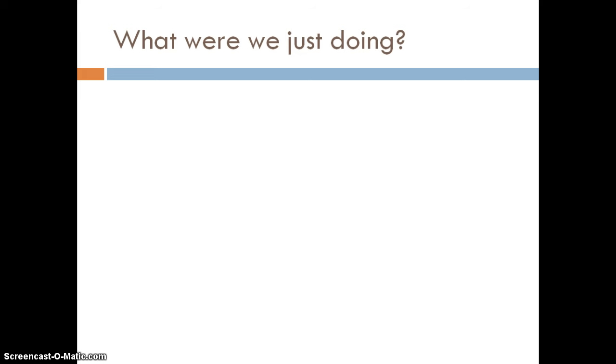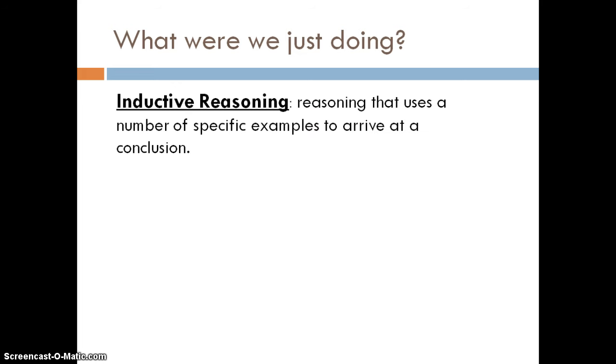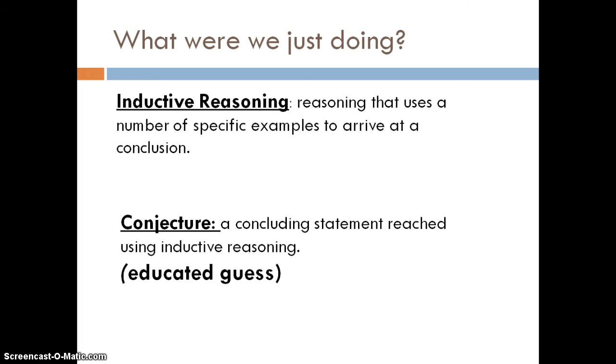So what were we just doing on that first slide? We were actually performing inductive reasoning. This is reasoning that uses a number of specific examples to arrive at a conclusion. A conjecture is a concluding statement reached using inductive reasoning. So that's an educated guess. Whenever we said how many dots were going to be in the next picture, that was a conjecture. Or when we said what the next number was going to be, that was a conjecture. We used the previous pictures to arrive at an educated guess of what would be the next one.